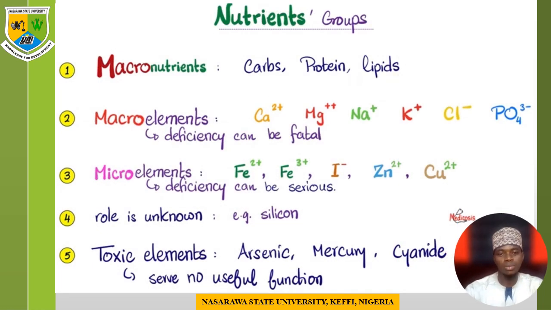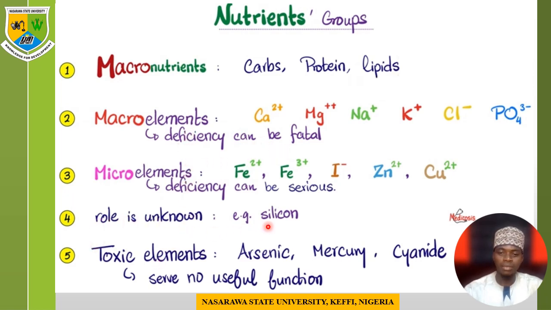Before entering into the topic, we need to understand that chemicals are divided into 5 groups from the nutritional perspective. We have the macronutrients. These are the macromolecules that we know, like the carbohydrates, proteins, and lipids. We also have the macro elements. These are not molecules, these are elements that are required by our body. We have calcium ion, magnesium ion, sodium ion, chloride. And with these macro elements, their deficiency can be fatal. That is, their deficiency is very dangerous to our health. Whereas the micro elements, their deficiency is not as fatal as the macro elements.